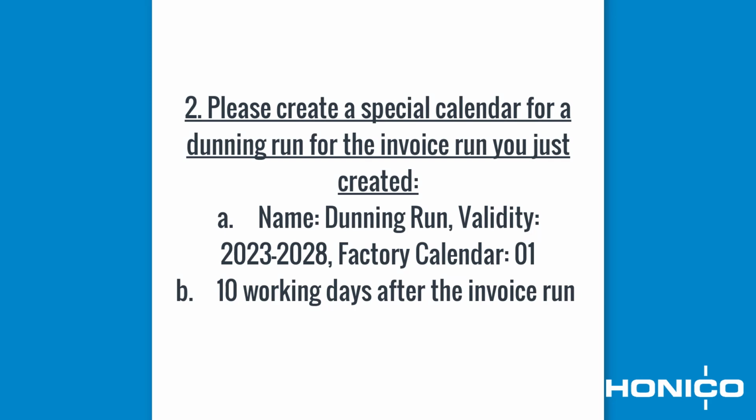2. Please create a special calendar for a Dunning run for the invoice run you just created. A. Name: Dunning run, validity 2023 to 2028, factory calendar 01. B. 10 working days after the invoice run.